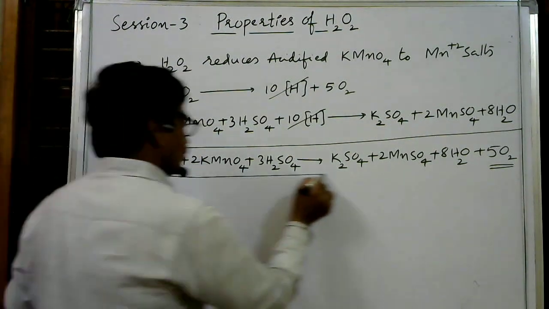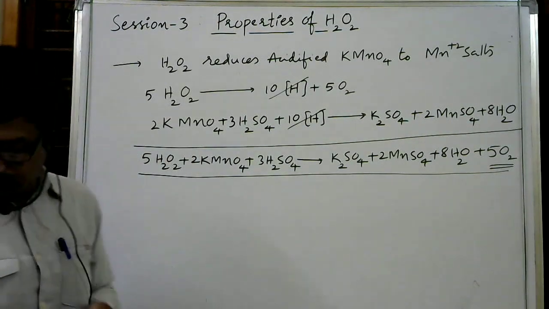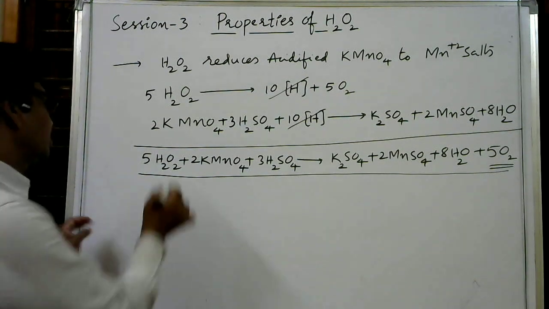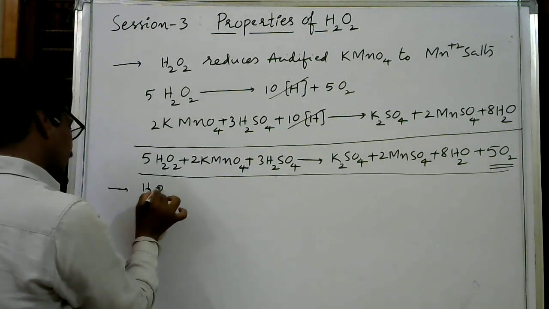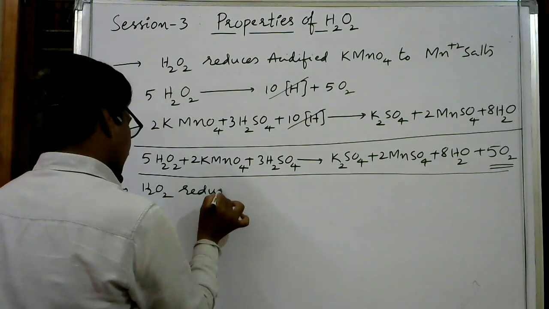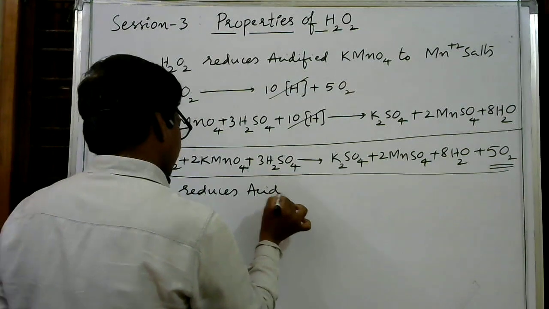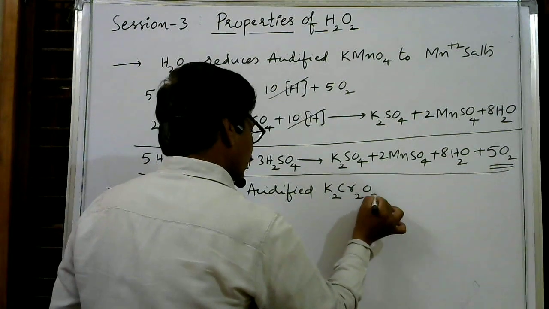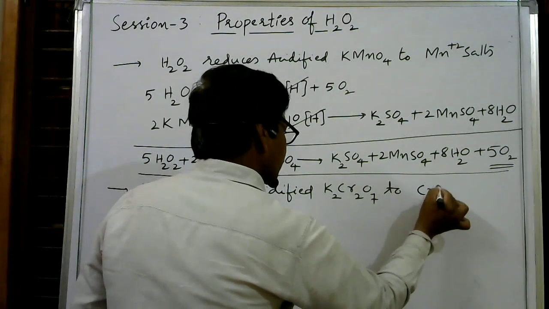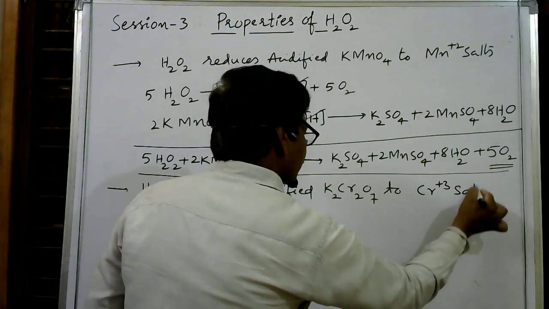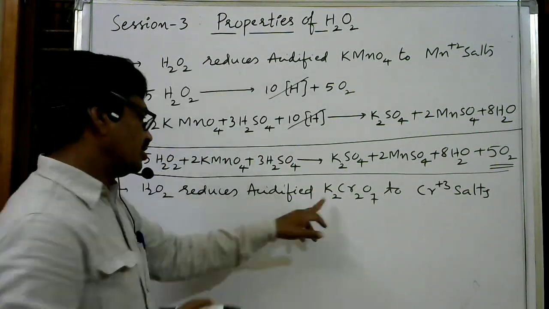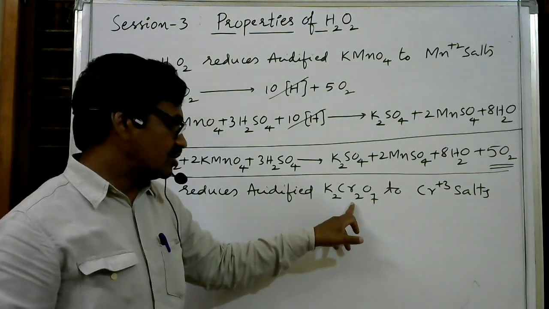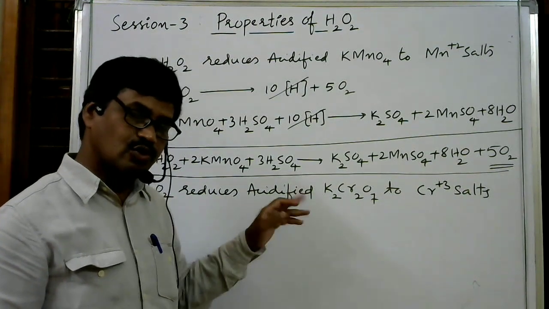Similarly, we have one more reaction, that is H2O2 reduces acidified potassium dichromate to chromic salts. Here, same as this, H2O2 reduces acidified potassium dichromate, formula also you should know, K2Cr2O7, to chromic salts. Chromic salts means Cr plus 3 salt. Here also potassiums are there. Potassiums combine with sulfuric acid and form potassium sulfate. Chromium also combines with SO4 minus 2 ions of sulfuric acid, forming chromic sulfate.